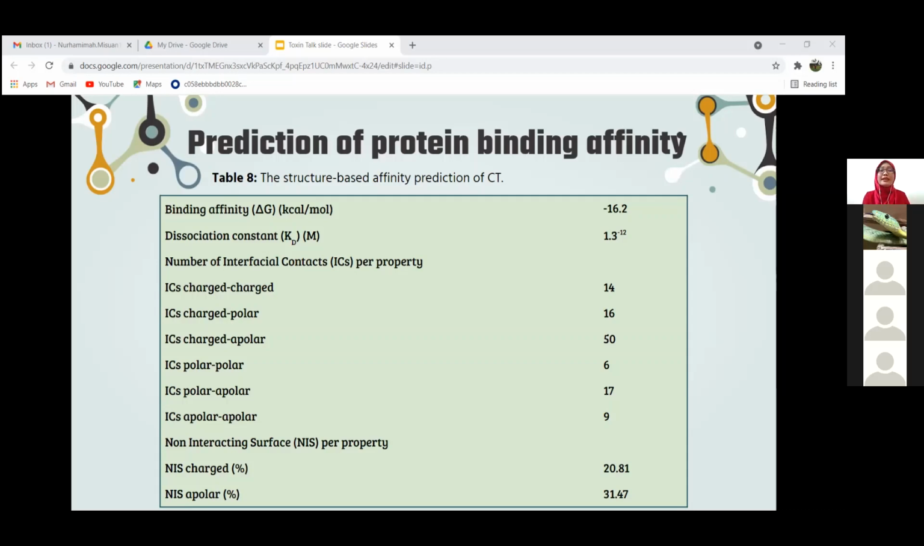where typically a good protein binding affinity ranges between 10 to the power of negative 6 to 10 to the power of negative 9. So since CT was predicted to have a KD of 1.3 to the power of negative 12 molar, we can conclude that CT has a high binding affinity towards TNFR1. So in conclusion, the lower the binding energy and the KD, which is the dissociation constant, the better the binding affinity between a protein and its target.